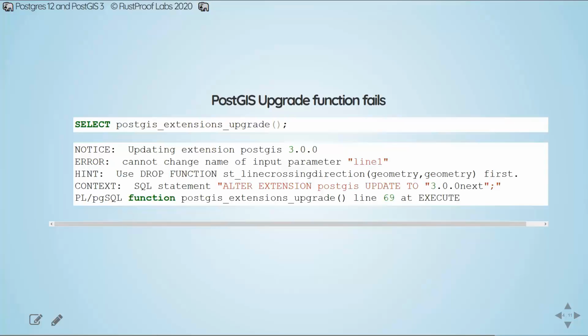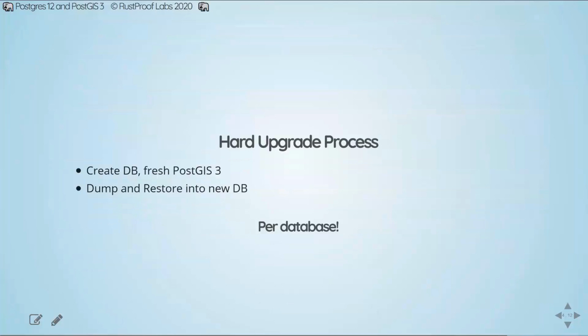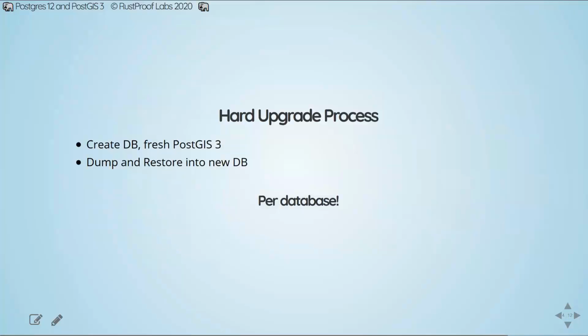Now, I saw this, and I've been through a number of PostGIS major version upgrades, and I immediately went to the hard upgrade. I didn't look to see if tickets had been submitted. I just assumed that a hard upgrade's required. I had procedures on how to go through this, and it's really straightforward.